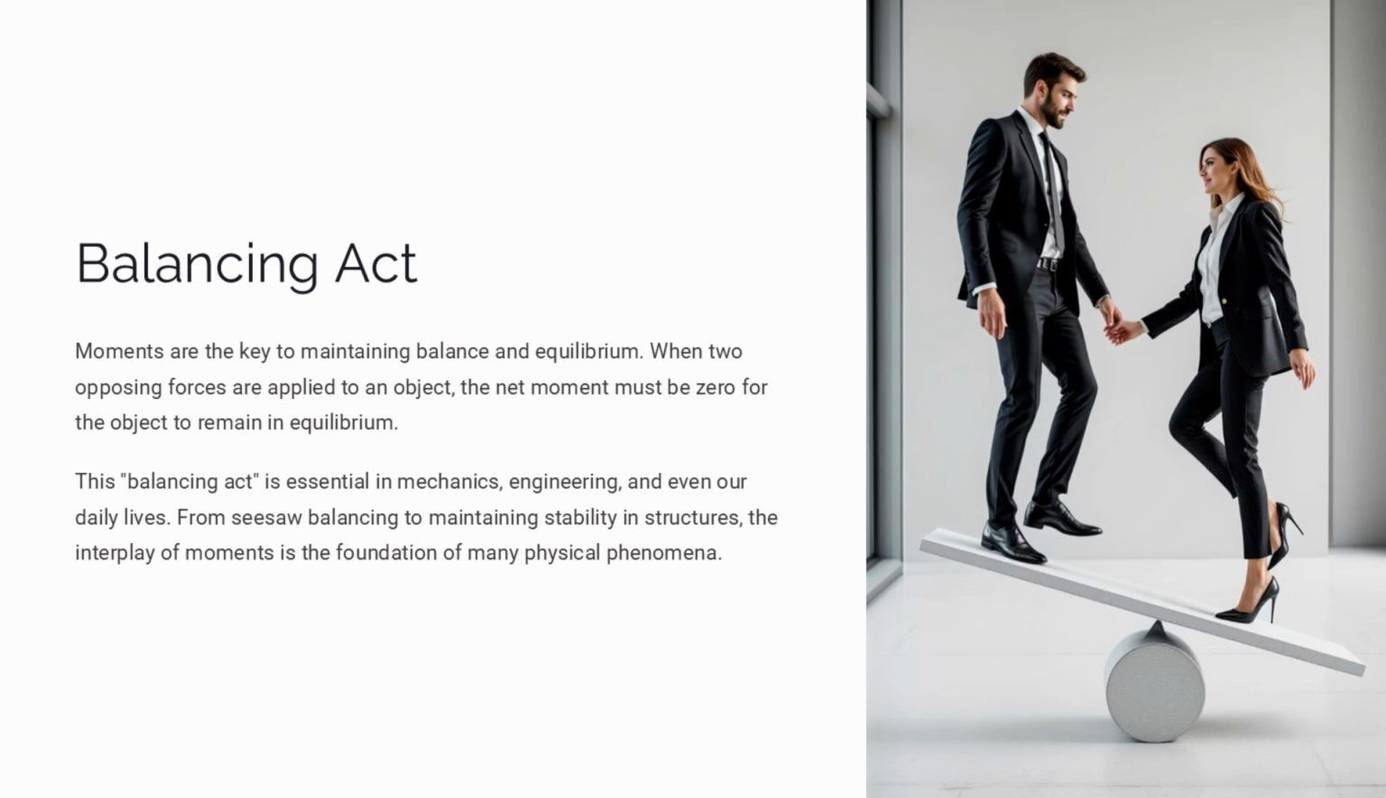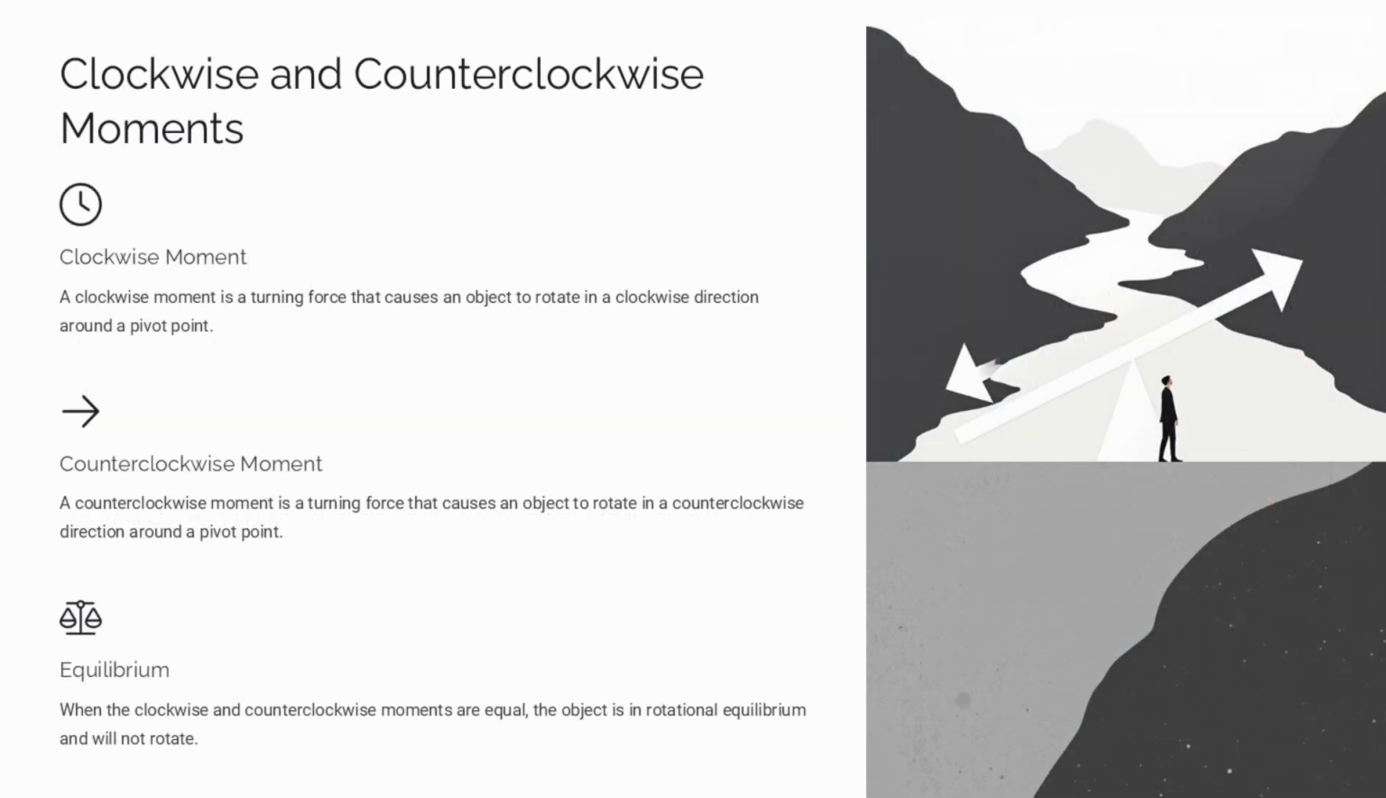The interplay of moments is the foundation of many physical phenomena, from seesaw balancing to maintaining stability in structures. Understanding how moments work is crucial for maintaining balance and equilibrium in a wide range of contexts. Clockwise moment is a turning force that causes an object to rotate clockwise around a pivot point. Counterclockwise moment is a turning force that causes an object to rotate counterclockwise around a pivot point. When the clockwise and counterclockwise moments are equal, the object is in rotational equilibrium and will not rotate.